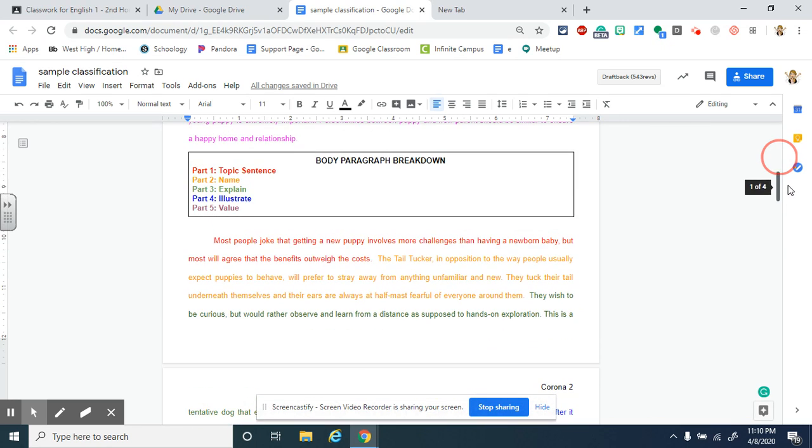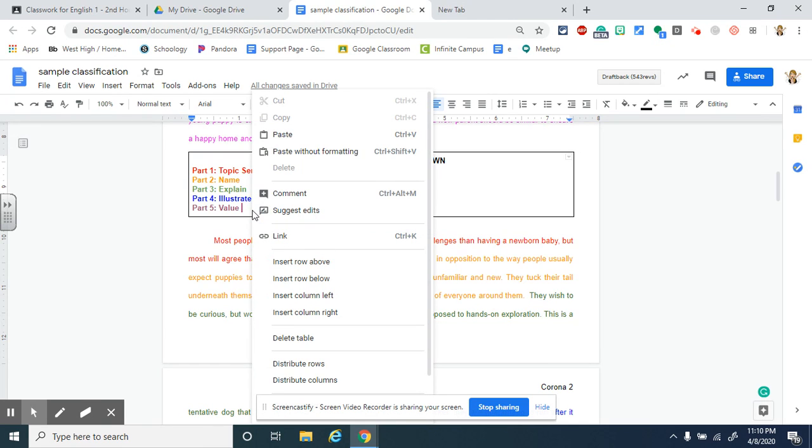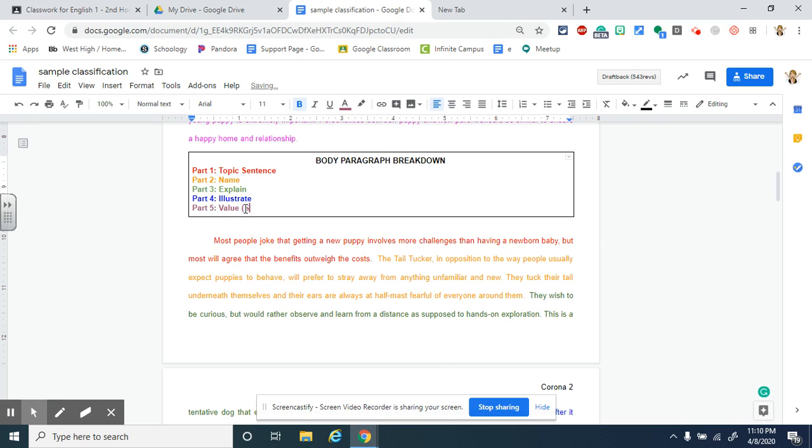All right, so then we have our first body paragraph. So we have our topic sentence, the name, explain, illustrate, and then our value, kind of like the so what piece. I'm going to add that to your guys' document.